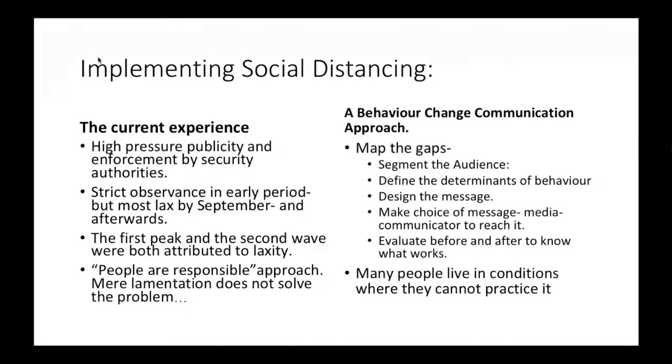So, then enforced by security agencies, strict observance in the early period, but by September, when it was peaking, it was lax. And the worst problem is everybody, when you ask them why you have a second wave, why you have a first wave, people say people are not behaving responsibly, which doesn't help. In a sense, all communicable disease is because it spread from one person to another person. Why have medical science at all? Why have public health science at all? Everything spreads from one person to another person.